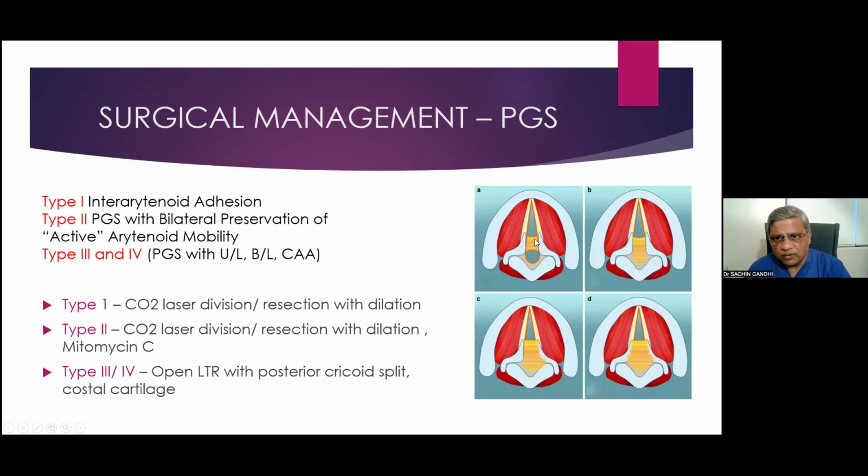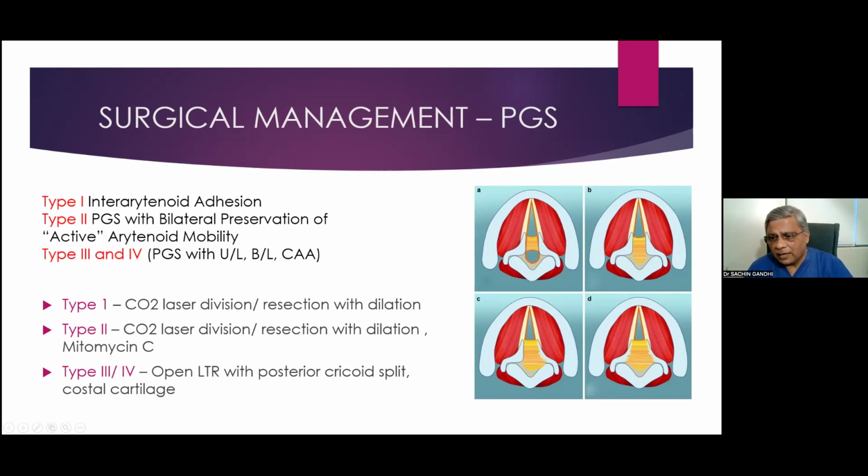So posterior glottic stenosis has been classified into type 1, type 2, type 3, and type 4. What the previous two clips we have seen are type 3 and type 4, in which there is complete posterior glottic stenosis. Now, type 1 is what we call a partial stenosis in the posterior glottis. So there is an area which is spared in the posterior part. So this is a synechia only in the arytenoids, and then you have to just cut the synechia and open up the airway.